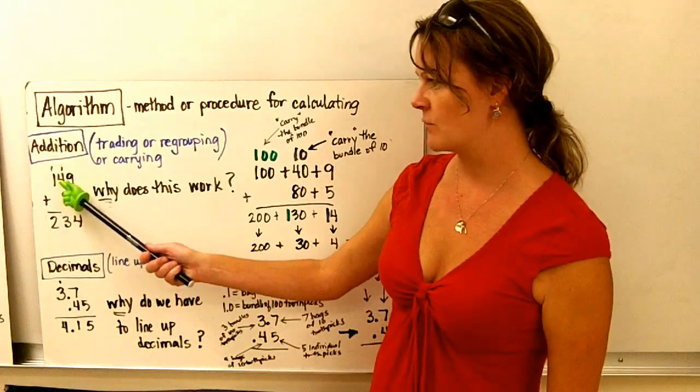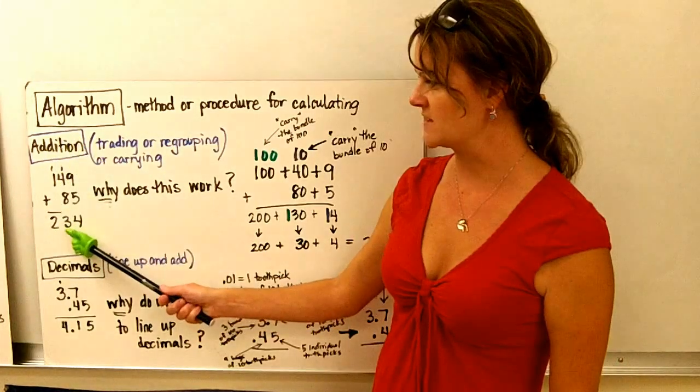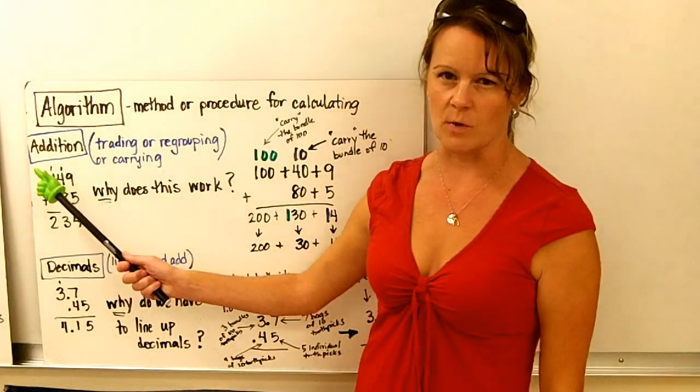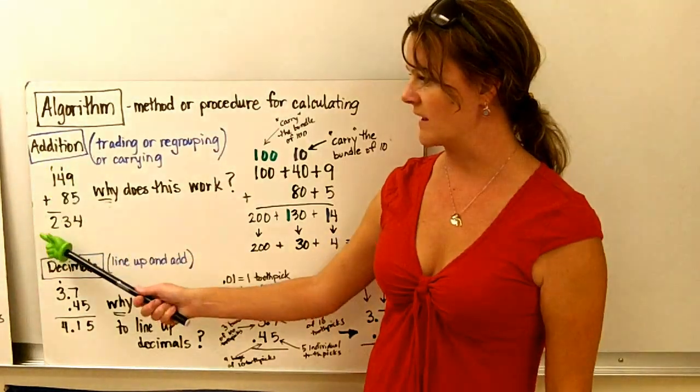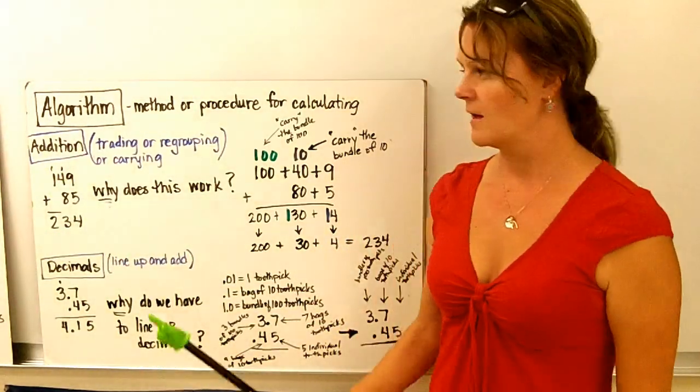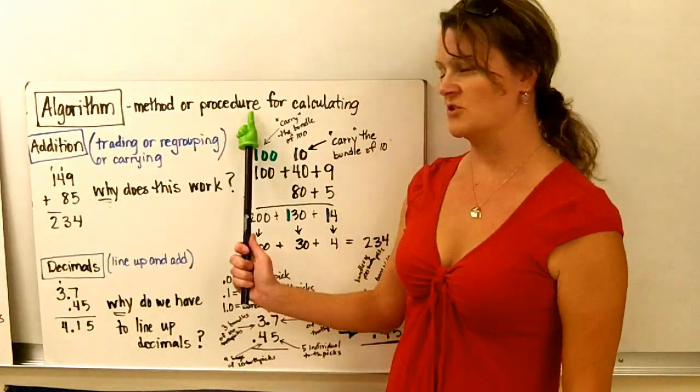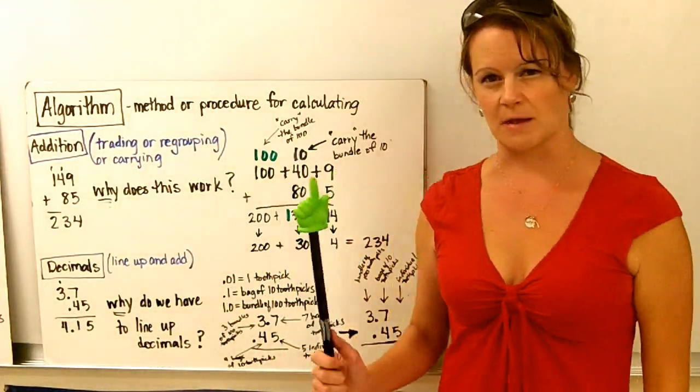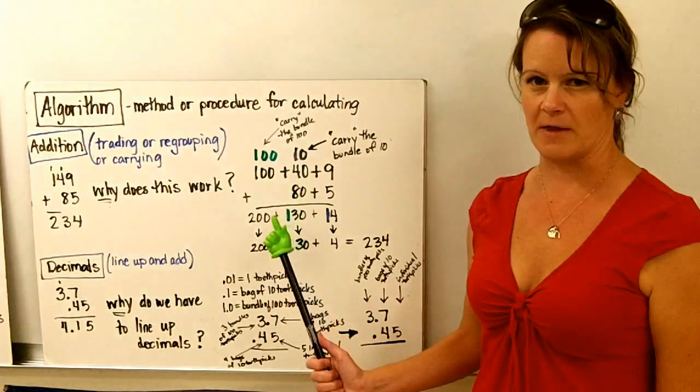And then we add 8 and 4 and we get 12, and add 1 more and we get 13. So we write down 3 and carry the 1. And then we add those two 1s together to get 234. We've been doing this algorithm or this procedure for so long that maybe we haven't stopped to think about why it works. So let's talk about that.